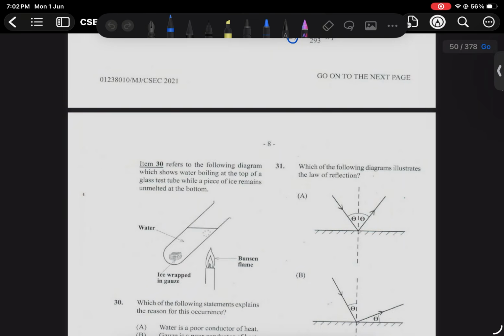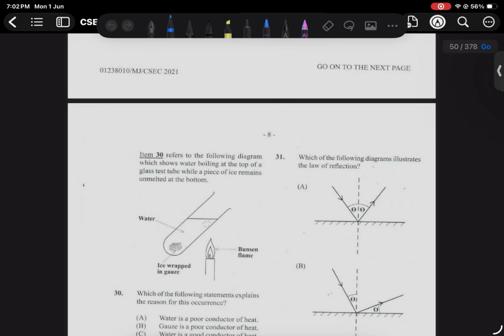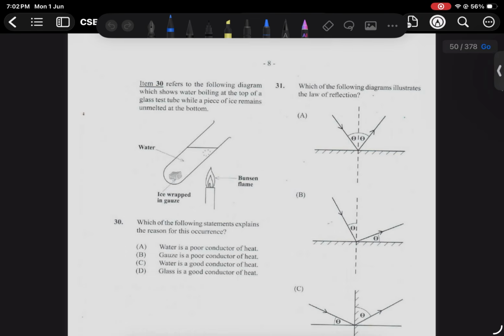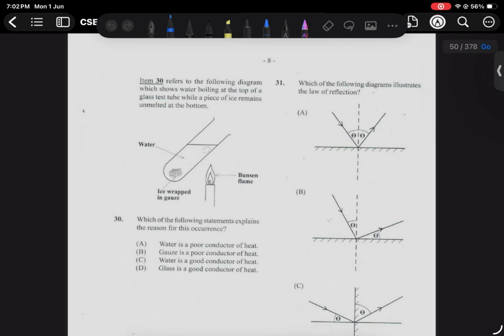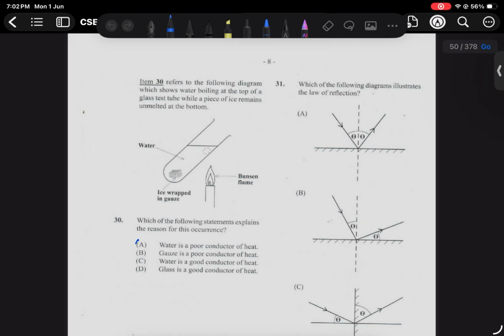Item 30 refers to the following diagram which shows water boiling at the top of a glass test tube while a piece of ice remains unmelted. This is also a repeat. Which of the following statements explains the reason for this occurrence? Water is a poor conductor of heat.